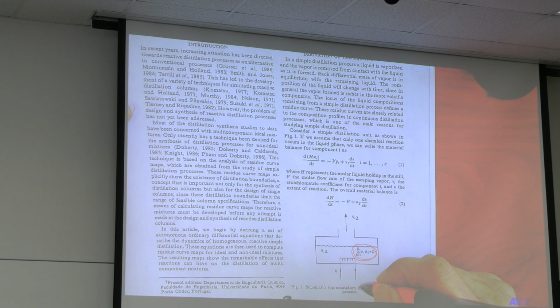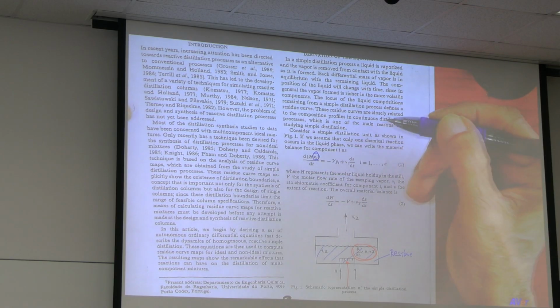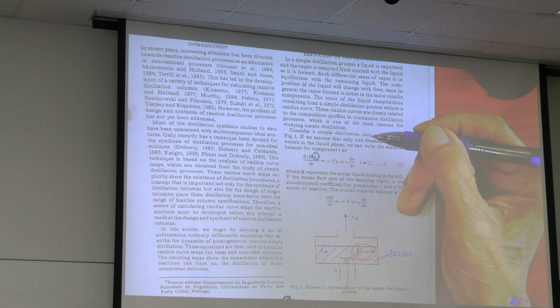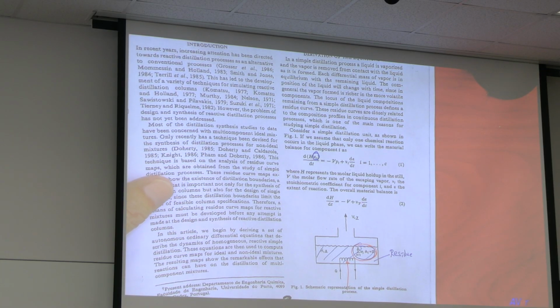If you have a batch distillation vessel, or you have a continuous distillation, total reflux condition, you keep adding heat. The residue, the liquid remaining in the vessel, mole fraction Xi will change. But now we got this reaction. How do we deal with it?